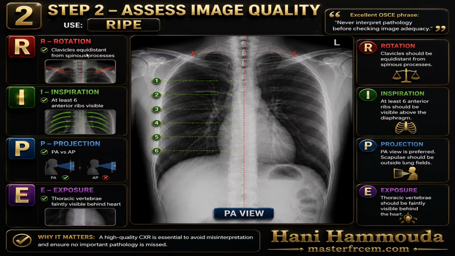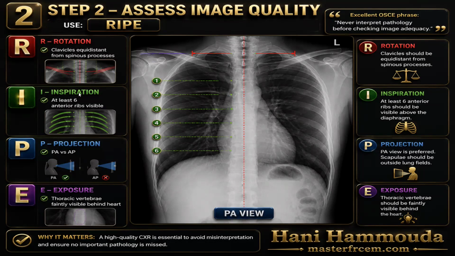Clavicles equidistant from the spinous process. So you will check the distance here and the distance here. Easy? So the spinous to the clavicle. Equal or not, the red line? Equal. So centralized. Easy?